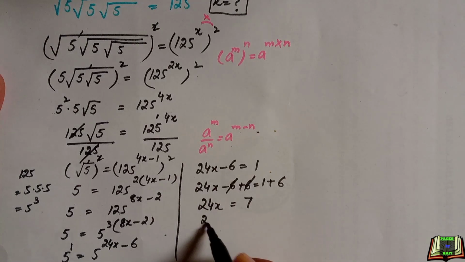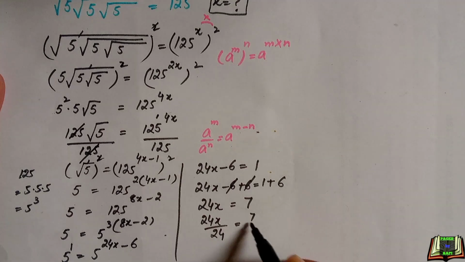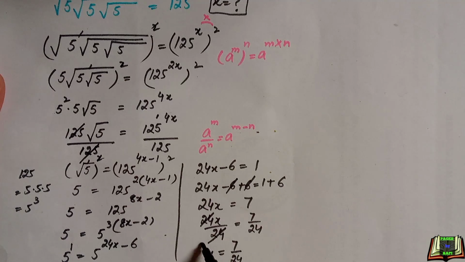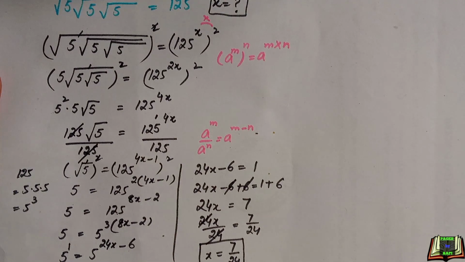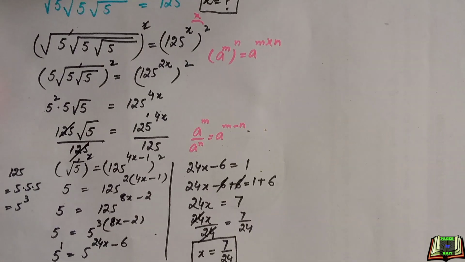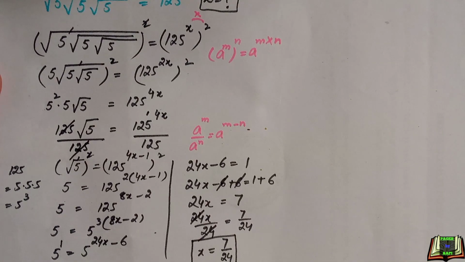Now we are going to divide both sides by 24. So this 24 and 24 cancel out. We are left with x is equal to 7 over 24. This is the final answer which is required in this question. But we are going to verify our answer that it is the correct answer or not. So let's verify our answer by putting the value of x in question.